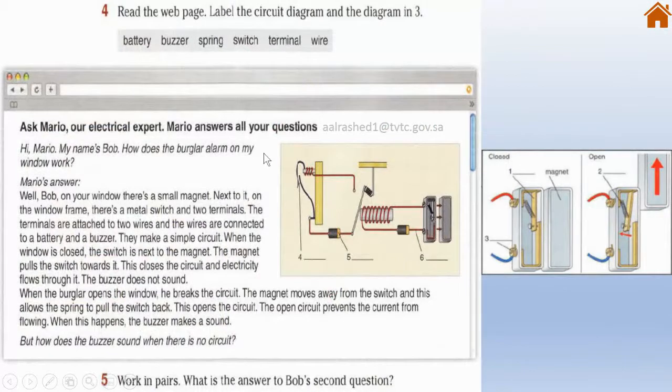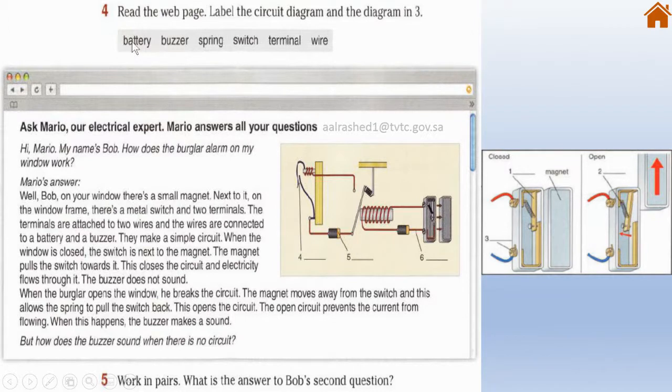So this is a web page. You need to label a circuit diagram, the diagram in 3. Okay, this is the diagram. It shows a picture of something that is not a real picture. It's like a drawing that describes or represents a device. We are talking about the burglar alarms.